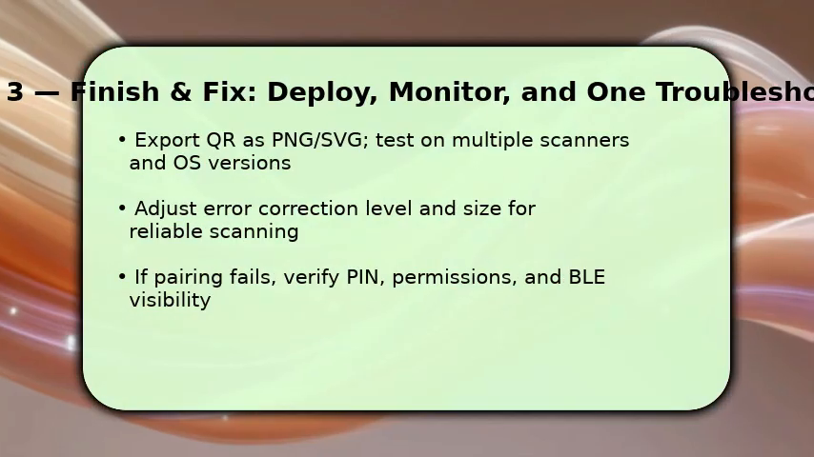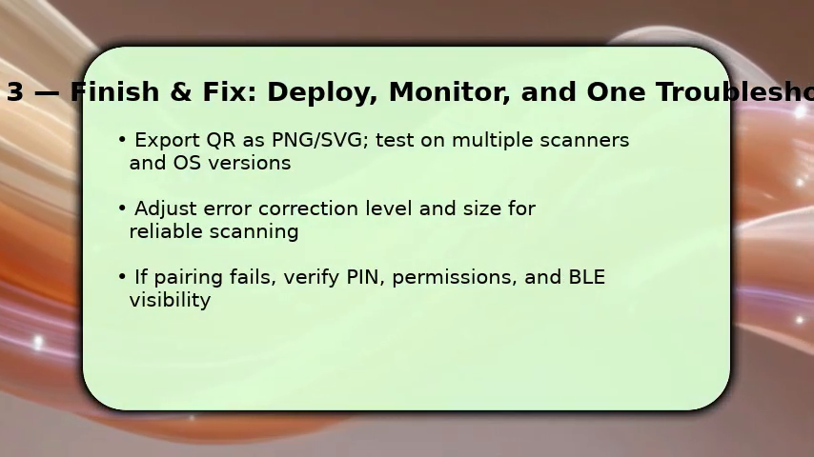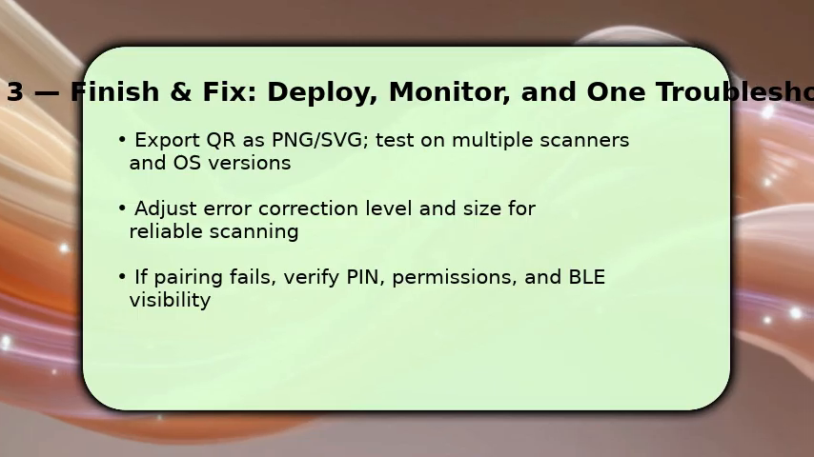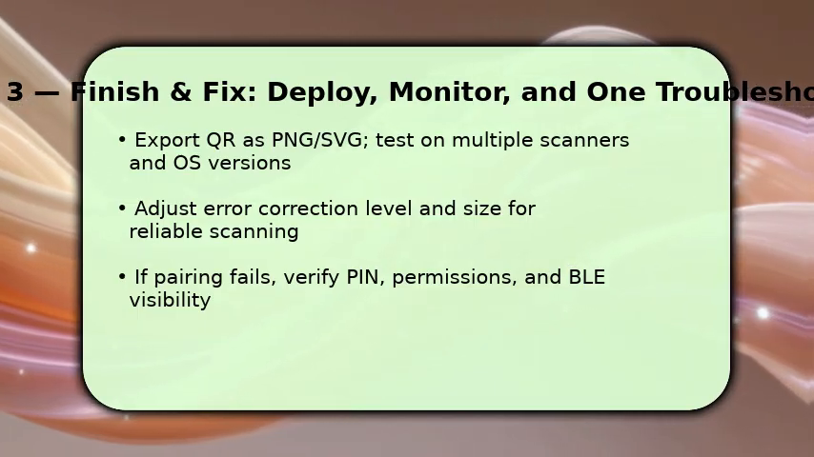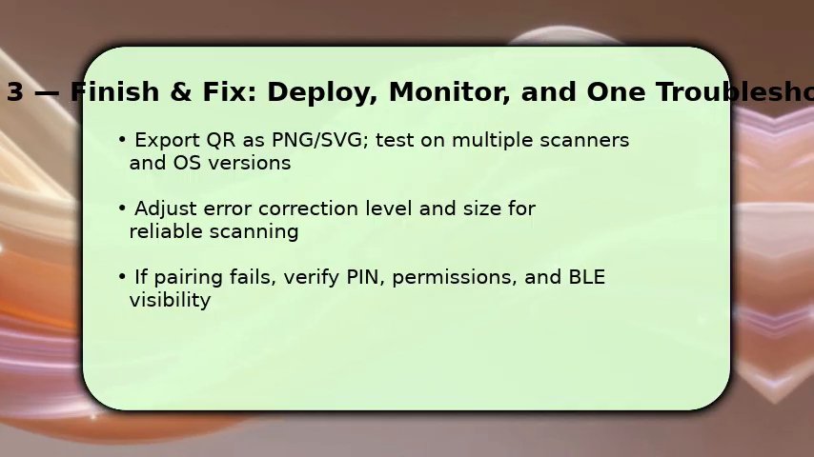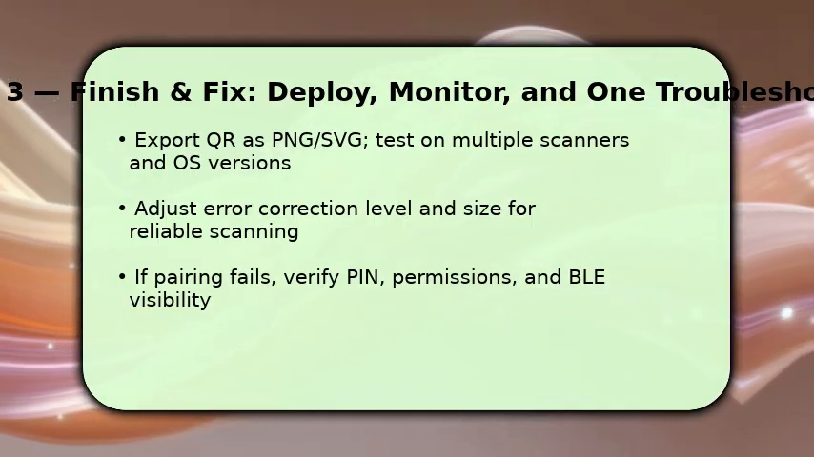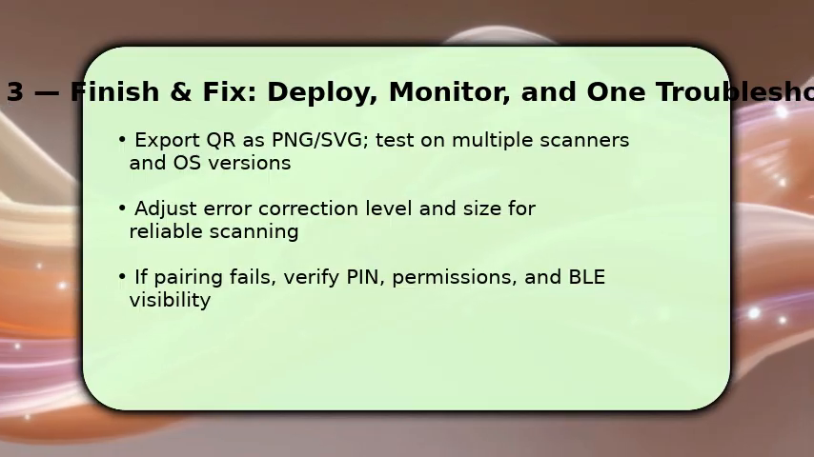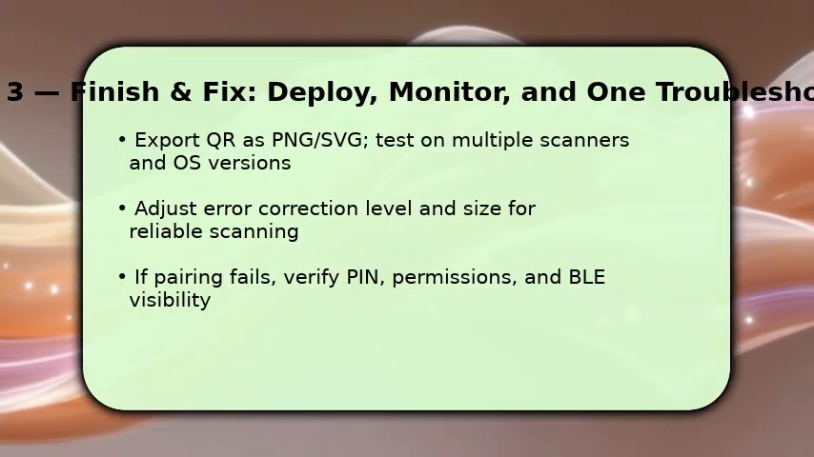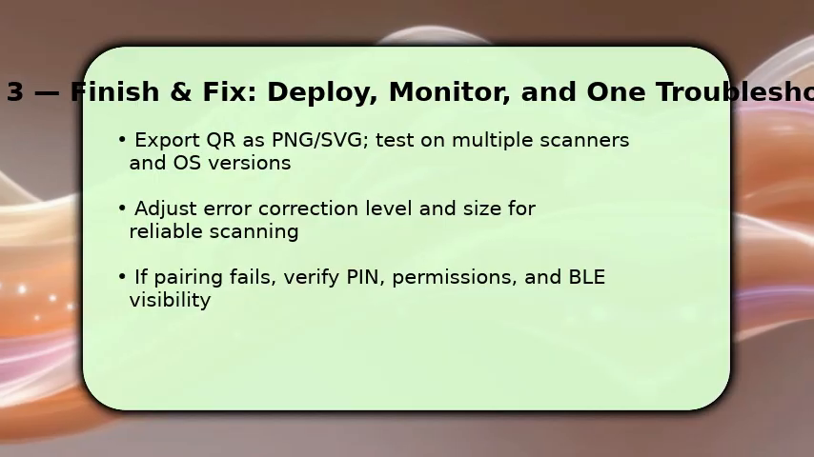You finish by exporting the QR as PNG or SVG and testing it across Android and iOS scanners to confirm behavior. If scanning is unreliable, increase error correction and enlarge the image. Make sure ambient lighting and camera focus are good. Once functional, deploy the code, print or display it.